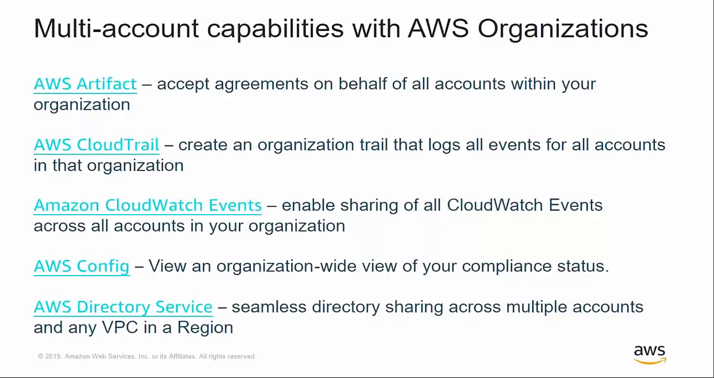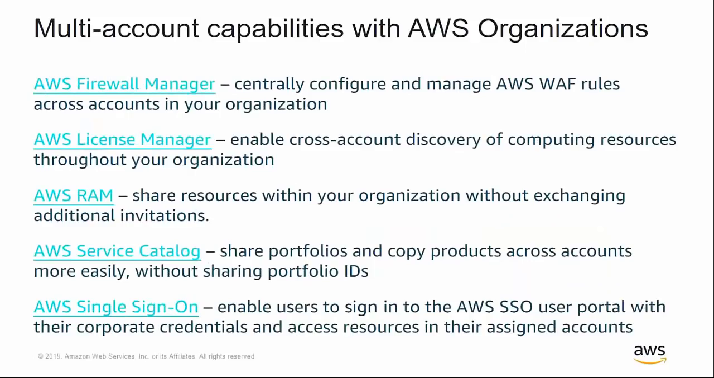There's some other ones I call out: CloudWatch events, config, directory service, sharing across multiple accounts, and VPC and region, firewall manager, license manager. AWS RAM is resource access manager. You can share resources within your organization very easily, and that helps as you separate accounts using workloads. Service catalog and single sign-on, and definitely more to come. So please keep a lookout of all the org-enabled features and services out there. This is the first batch, and there's going to be many more to come. Very powerful to go look at if you're managing multiple accounts.